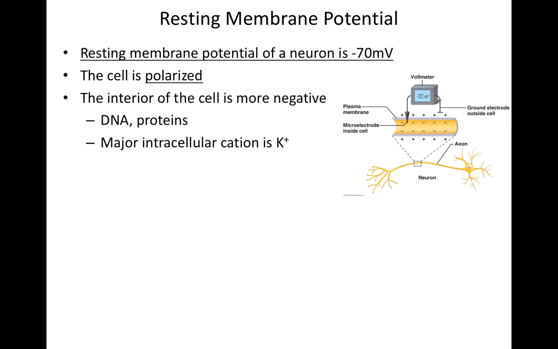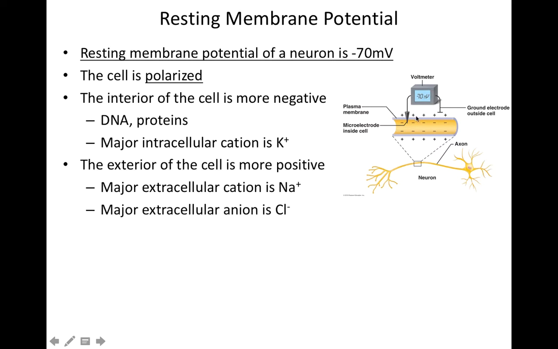The interior of the cell tends to be more negative. We see all of our little negative signs inside of here because we've got DNA and we've got proteins that are both generally negatively charged, and they are stuck inside the cell because they are very, very big and cannot diffuse out. So we tend to see that the interior is more negative. The major intracellular cation is potassium. We have a lot of potassium in the intracellular fluid.